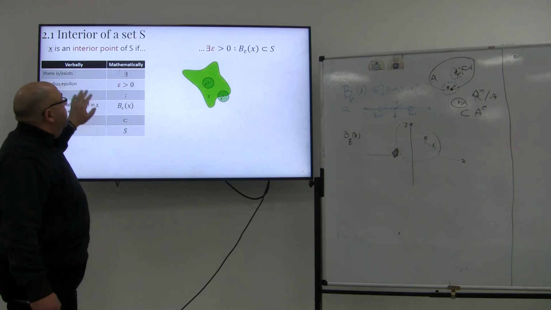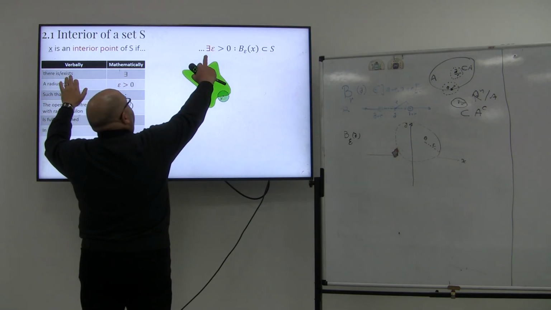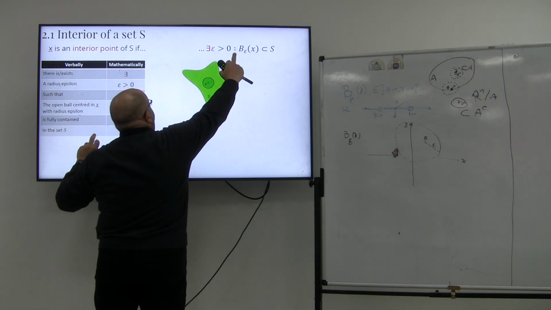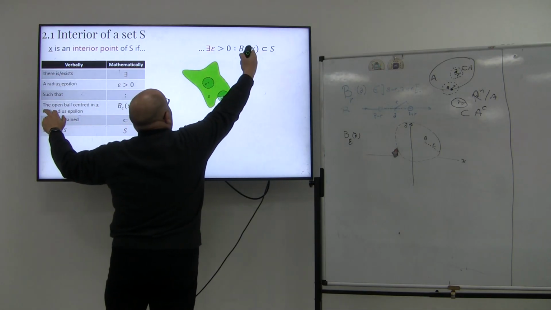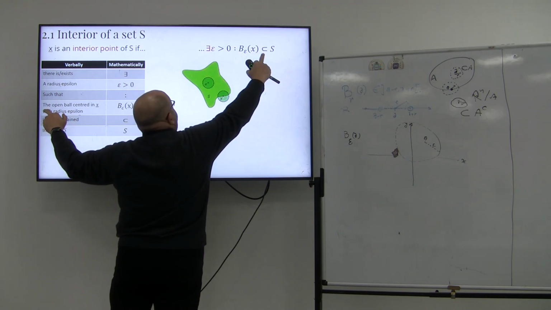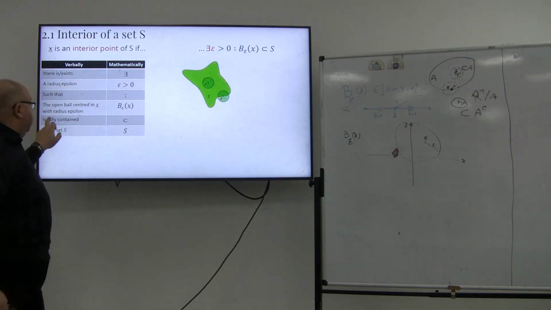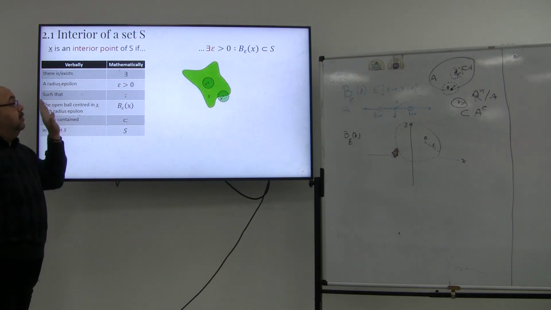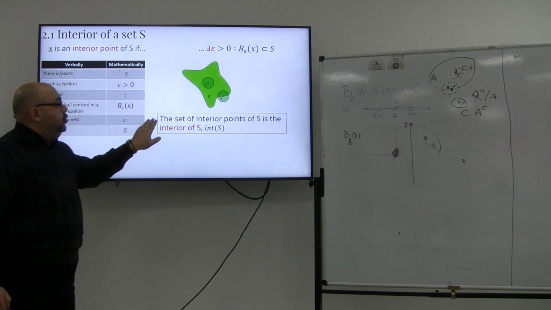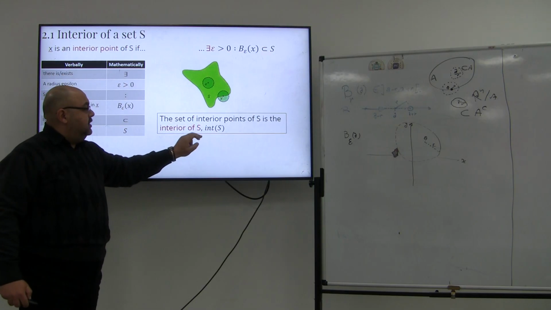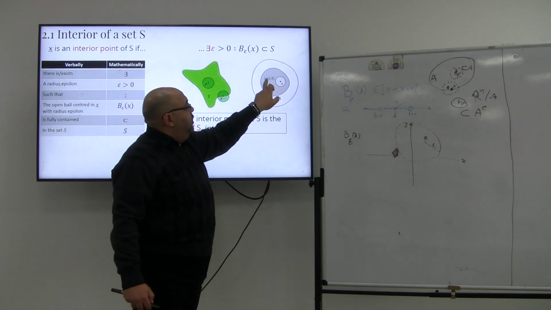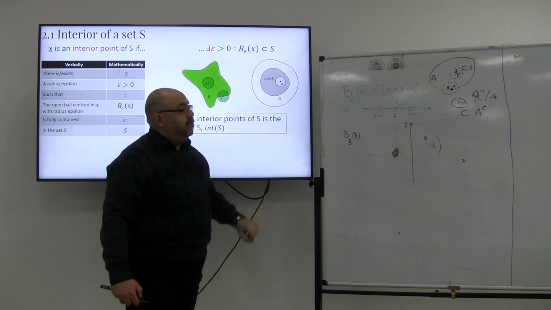So I can say there is an epsilon greater than 0, such that the open ball at X with radius epsilon is completely contained in the set S. Is fully contained in the set S. So that's the symbolization, that's how it should be read. The set of interior points of S is symbolized by interior of S, and that's all the points within the interior.